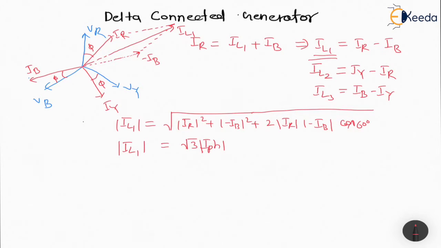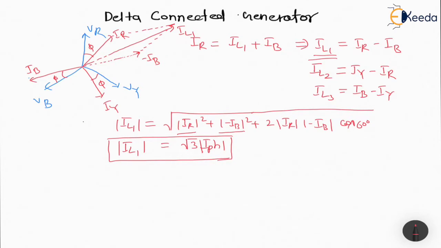Putting all the values, mod IR is equal to mod IY is equal to mod IB is equal to IPH, we know. So it will be IPH square plus IPH square plus 2 into IPH into IPH into cos 60. That will give IL1 is equal to root 3 times of IPH. So this is an important formula for delta connected generator. The line current the generator will deliver will be equal to root 3 times of IPH.